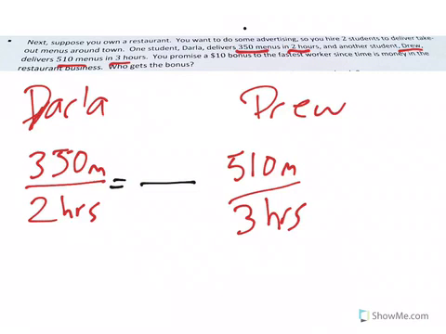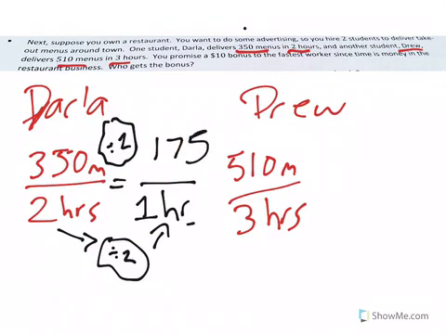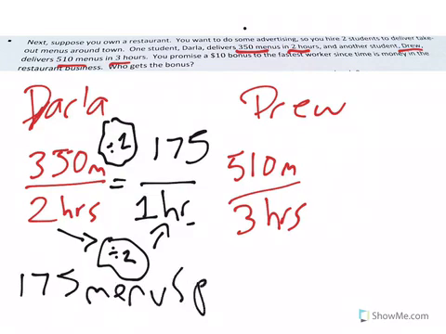I want to find out how many menus Darla can deliver in 1 hour. To get from 2 to 1, we have to divide by 2. That's our constant, our magic number. So then up here, I'm going to divide 350 divided by 2. And I'm going to end up with 175 menus in 1 hour. So Darla delivers 175 menus per hour.